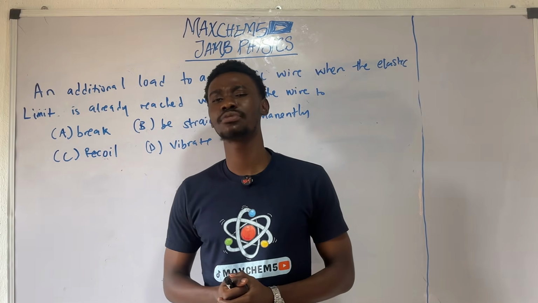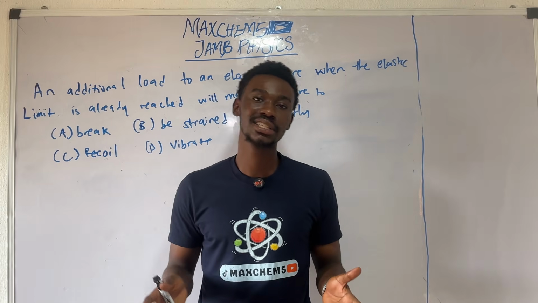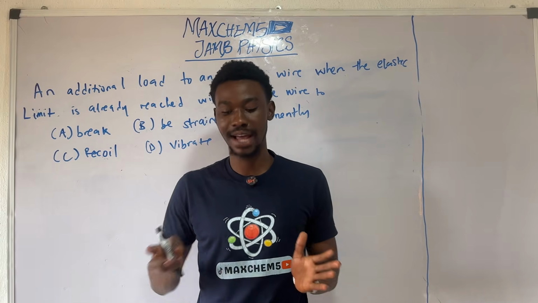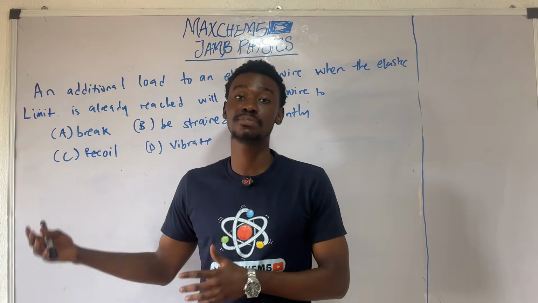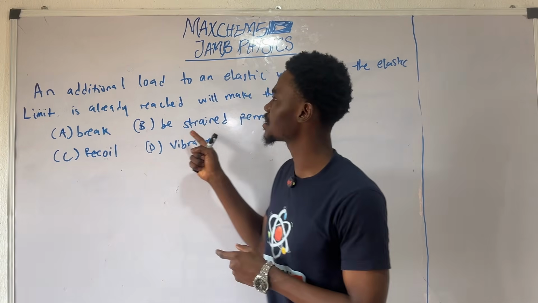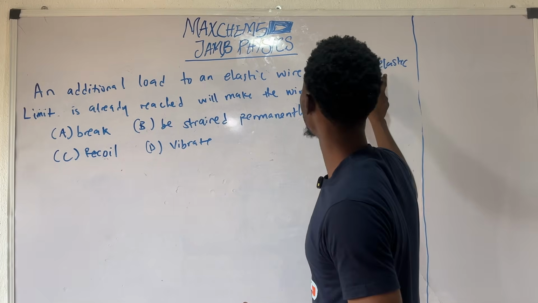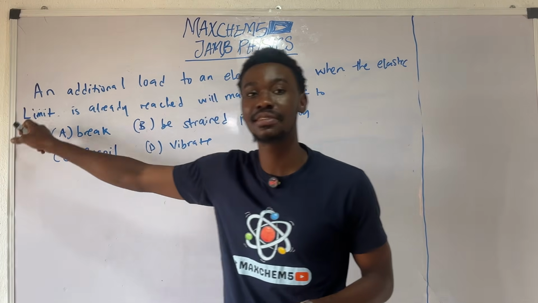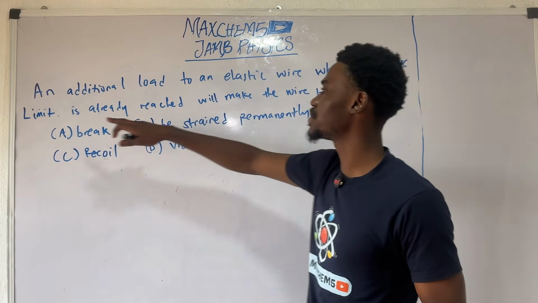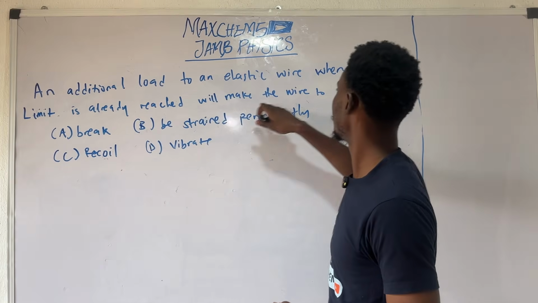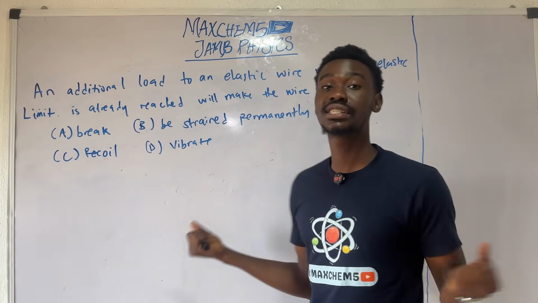If you can recall from my previous video, I drew a graph called the elasticity graph. In that graph, I showed the different stages of an elastic material when a force is being applied to the material. In this particular question, the wire has already reached its elastic limit when the force was being applied to it. Will the wire break when it has reached the elastic limit?